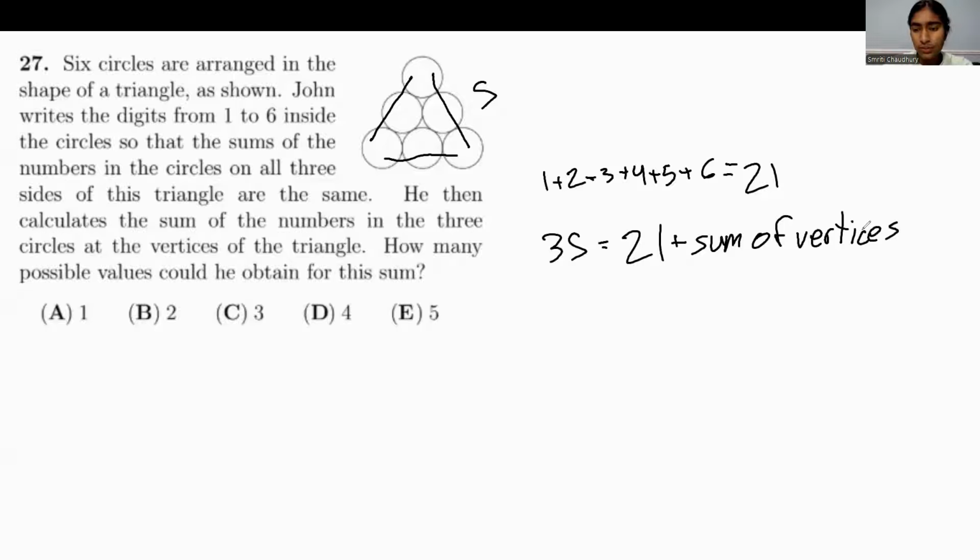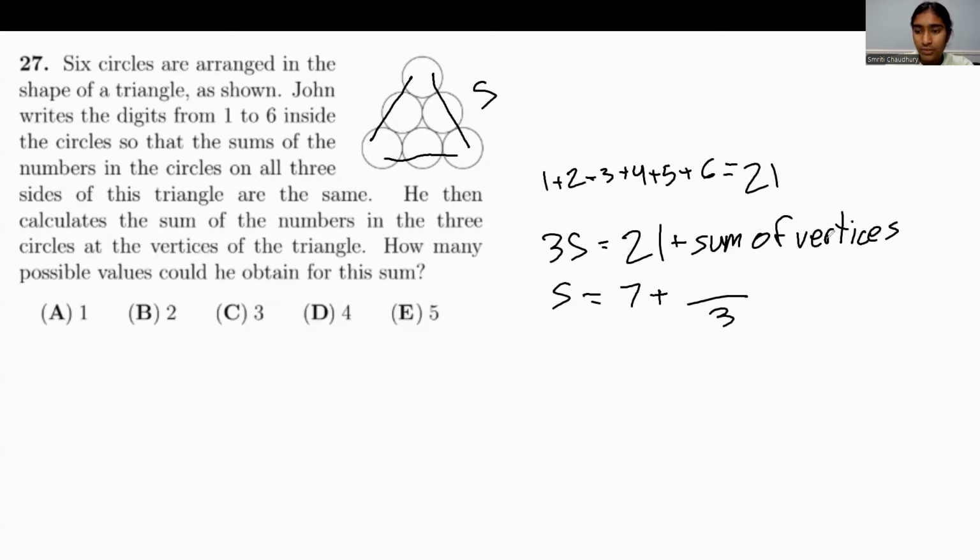And one thing to notice about that is that that means our sum of vertices must be divisible by 3, because when we divide both sides by 3, our sides would be integers, because the values in the circles that are being added up are integers. So we'd end up with 7 plus something, and it has to be divisible by 3.